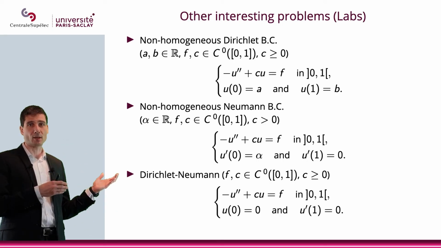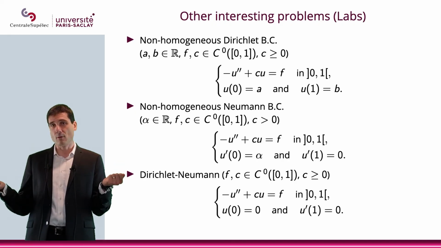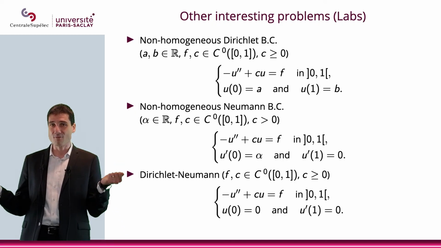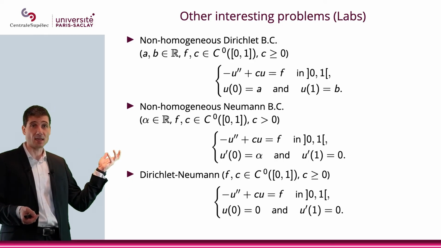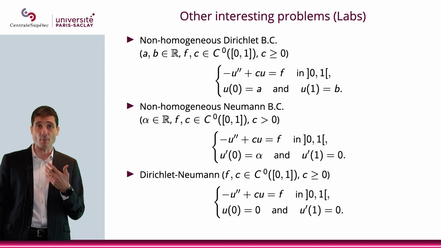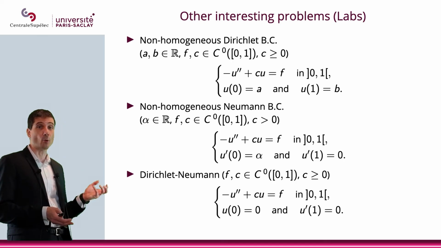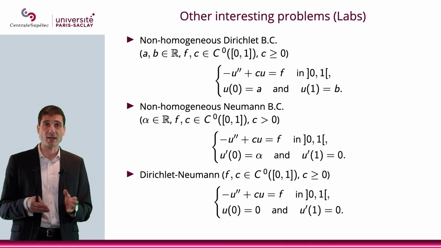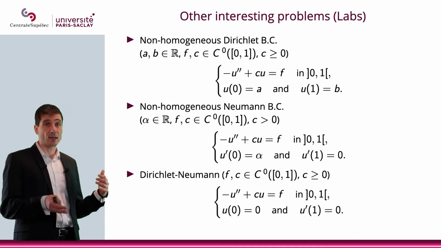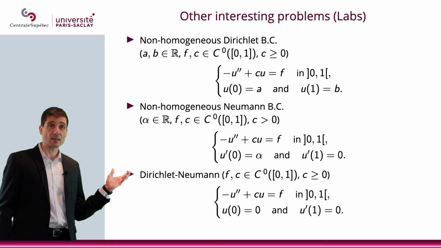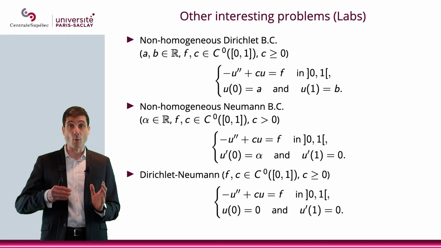The non-homogeneous Dirichlet boundary condition: in other words, instead of having U(0) and U(1) equal to 0, the homogeneous Dirichlet boundary condition, which vanishes on both ends, we have A and B. And we also add a C u term in the mix. We also do non-homogeneous Neumann boundary conditions, meaning the derivatives are provided at both ends. Also, we'll have a mix between Dirichlet and Neumann, and again, we have C in the equation. So all of these interesting problems will be done during the lab session. And that is a way to tweak the method.